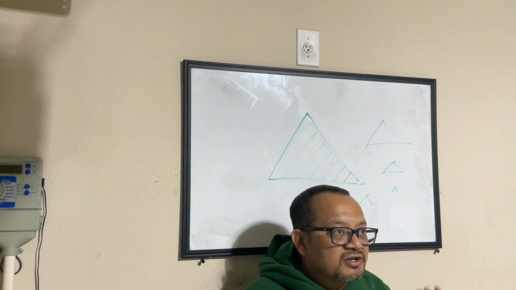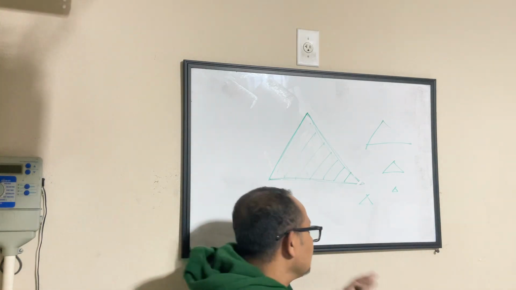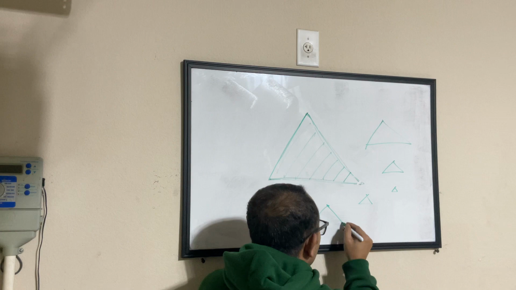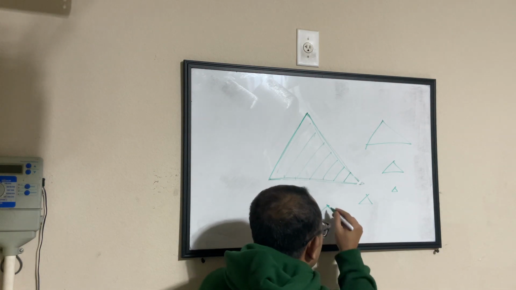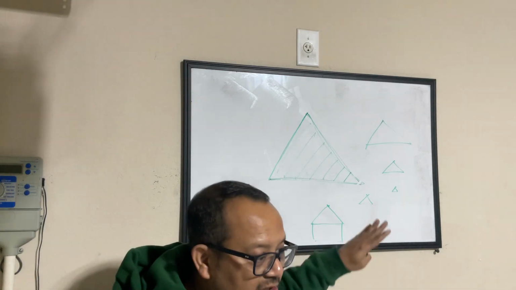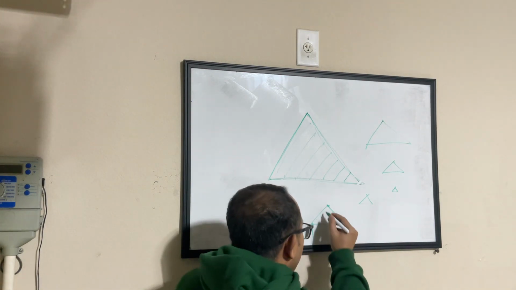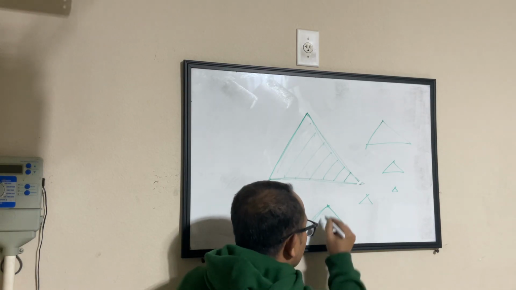Imagine in your house you have a window which has a triangle at the top. I don't know if your house has a window like this, but I'm assuming, okay? If not your house, maybe a neighbor's house has a triangle at the top.